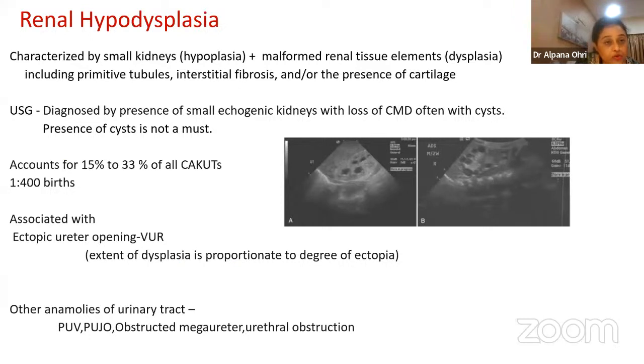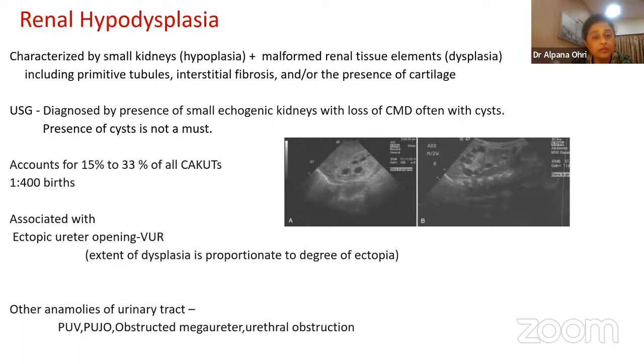I'm going back to the topic of renal hypodysplasia, just a little bit of theory. Renal hypodysplasia is characterized by small kidneys, which signify the hypoplastic component, and malformed tissue elements, which signify the dysplastic component. So they are small kidneys with malformed tissue elements, primitive tubules, interstitial fibrosis, and even cartilage. On sonography, they are diagnosed by the presence of small echogenic kidneys with loss of CMD, often with cysts, but the presence of cysts is not a must in dysplasia.